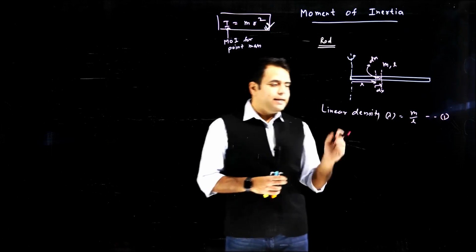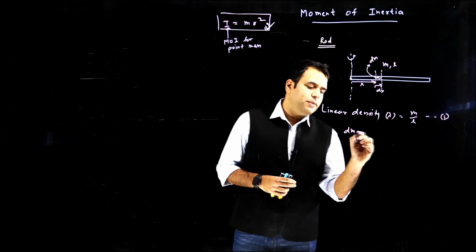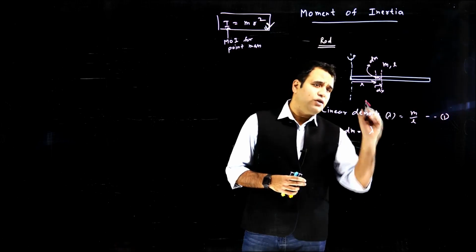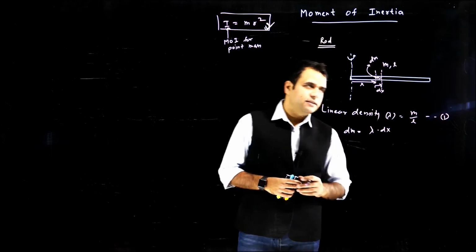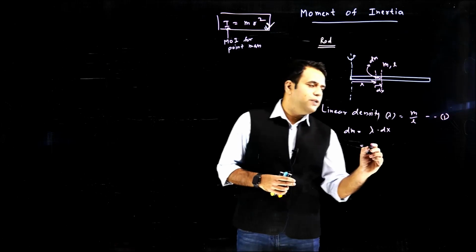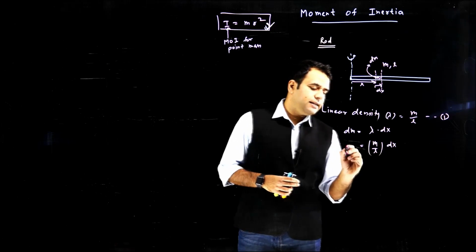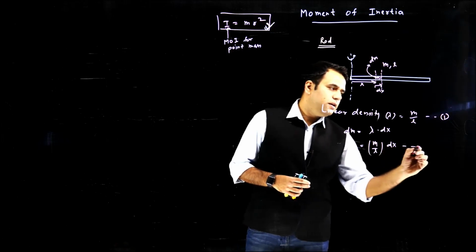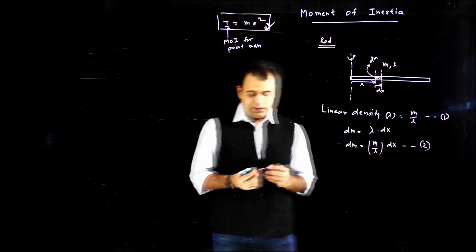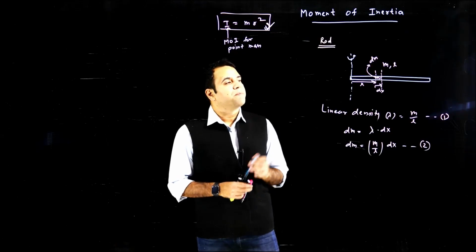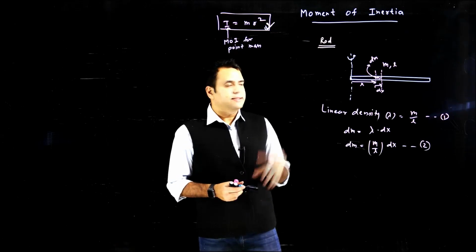So after defining the linear density, we have to calculate the mass dm, which will be equal to the linear density multiplied with the length of the element, which is dx. So let's put the values. So m by L dx becomes the mass of the element, equation 2. This has become the mass of our element. So this element, if you see, is a point element.